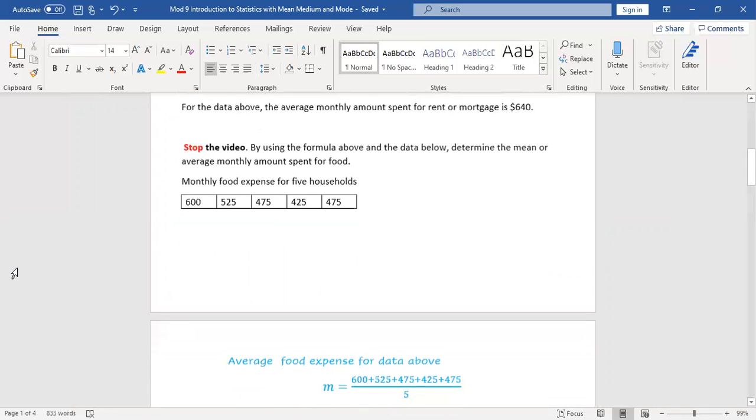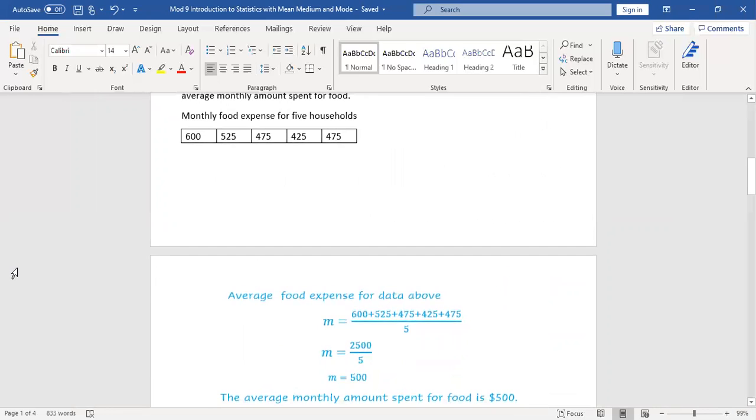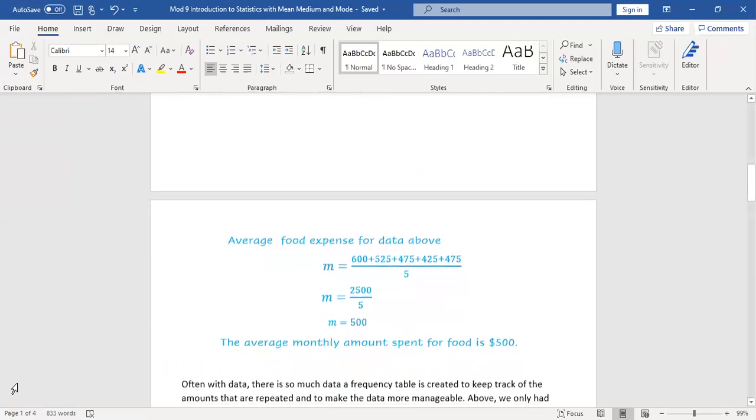The process should be simply to add the 5 numbers, and since there were 5 different numbers that you added, you're going to divide your sum by that value, and in this case is 500, and then you're going to answer the question, which was how much average was spent for food, and the average monthly amount spent for food is $500.